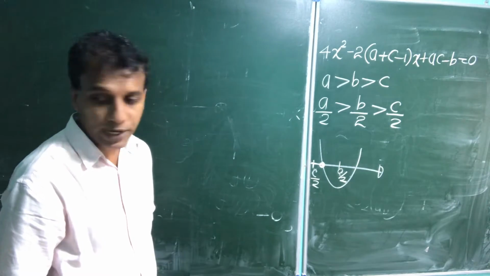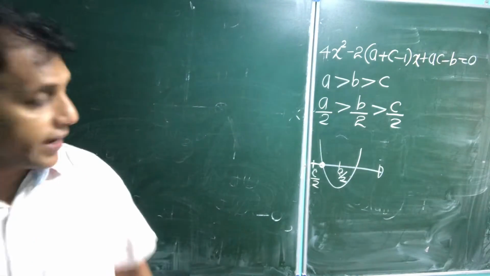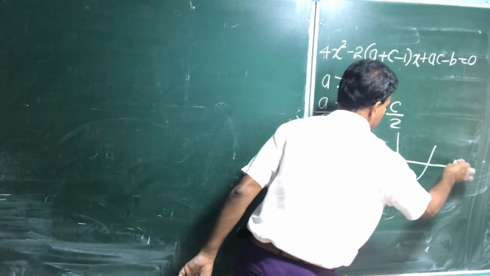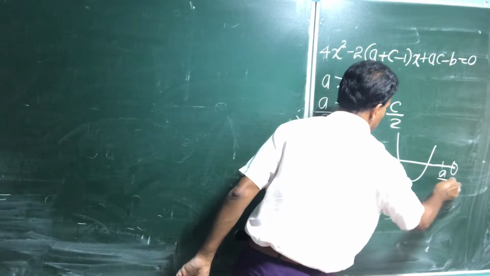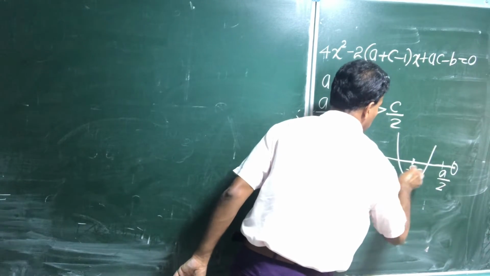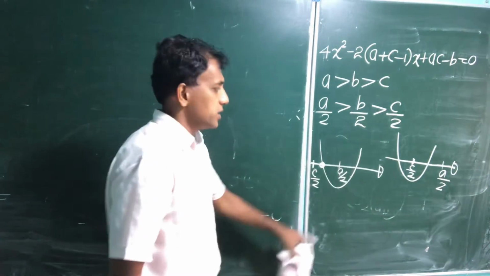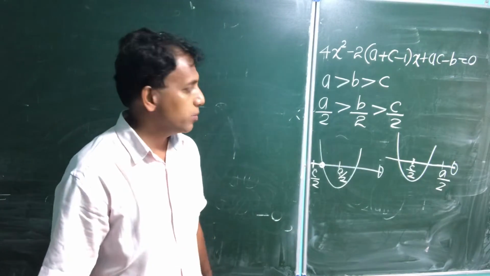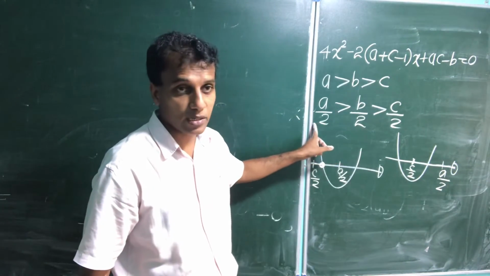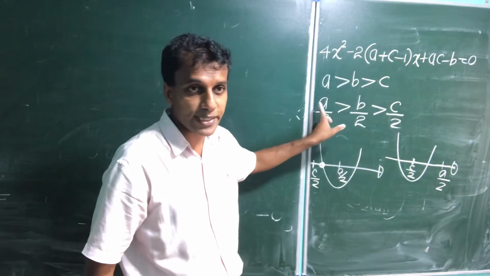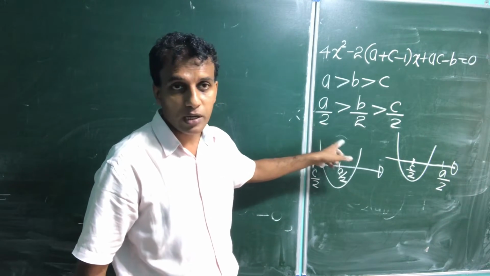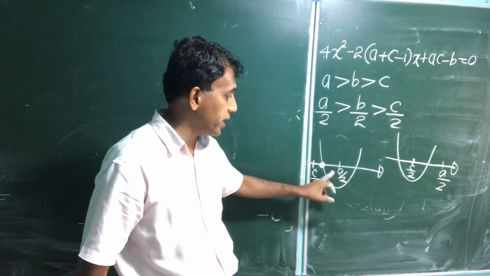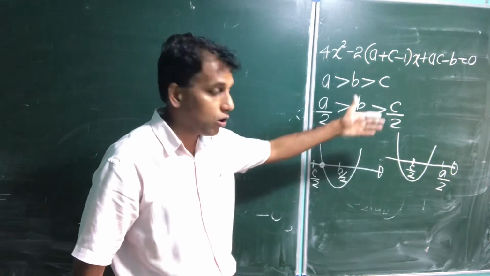Yes, between c by 2 and a by 2. Or otherwise, see if I show a graphical pattern, a by 2 here, c by 2 here, is it okay? c by 2, a by 2 that side. Because they say a is the biggest. That is also useful. Consider this inequality. If you misuse it, that's wrong, right? The answer between c by 2 and a by 2 may be like this or that.